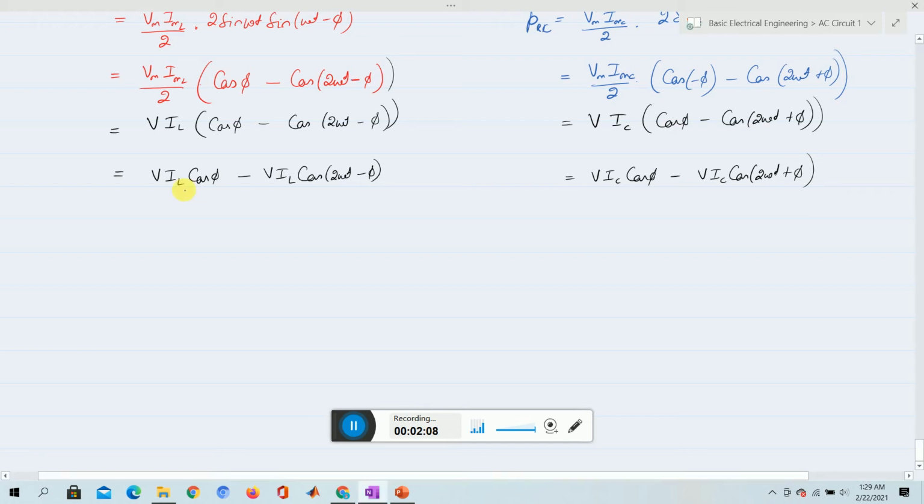So we split this term. One term is VI cos φ, and another term depends on ωt. Here also we get a fixed term, VI cos φ, because if φ is constant this value is fixed. The other value changes with ωt. So let us draw the waveform of it.